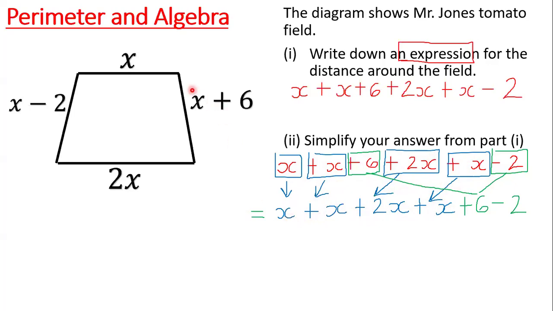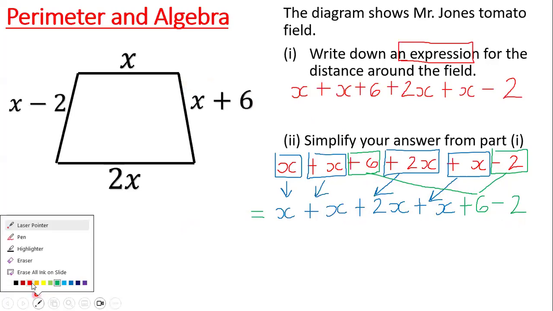Now I need to bring together my numbers. So my 6, I bring it over here, and my 2, I bring it over here. Plus 6, minus 2. So all I did was put all my x's together and put all of my numbers together. That's all I did. Okay, that makes sense. Anyone else understand it up to this point so far? I understand it now. Okay, good.